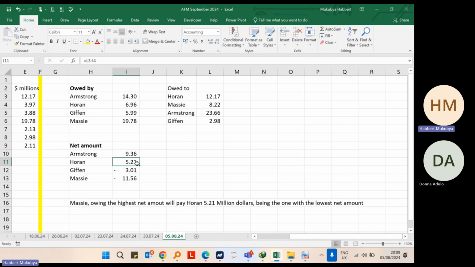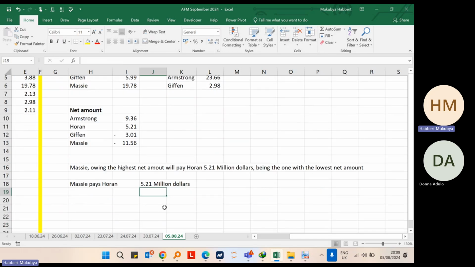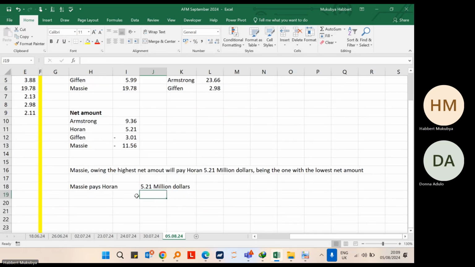So which means that Massey pays Horan $5.21 million. So that is $5.21 million Massey has paid Horan. Now, of course, Massey will have to go to the next one, which is Armstrong, right? So yes, Massey pays Armstrong.